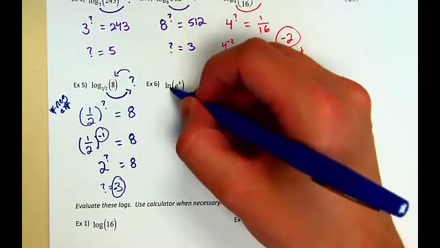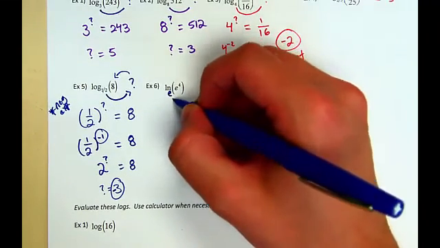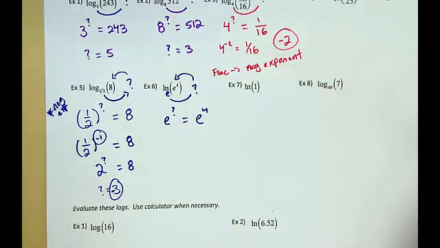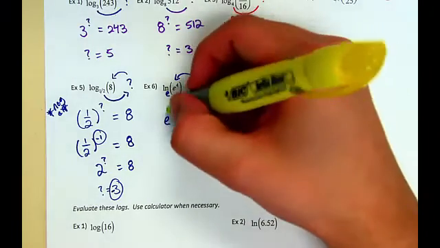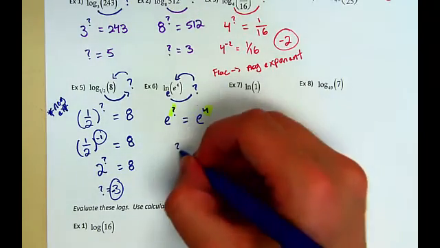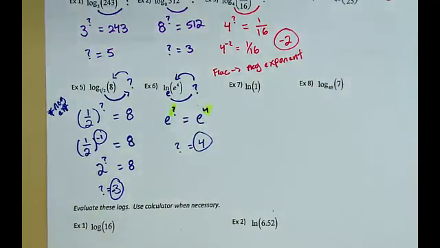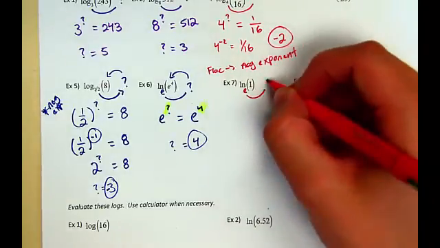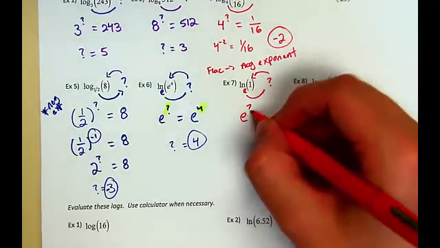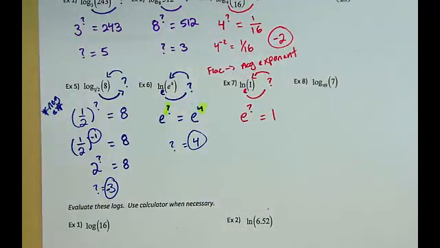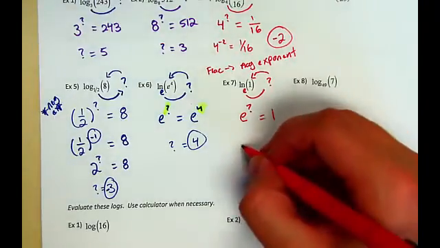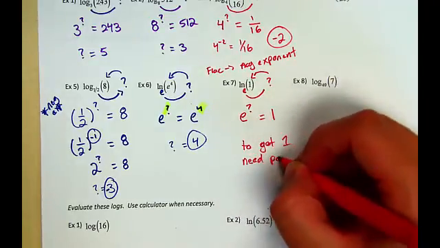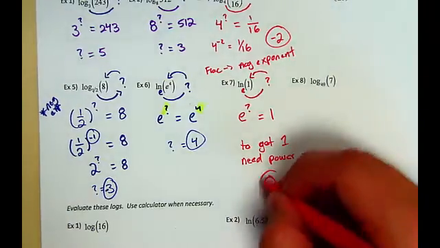Alright, now I've got, remember, natural log has that base e. So e to what power gives you e to the 4th? Well, that's that one-to-one property there. All I have to do is set the exponents equal. So the question mark equals 4. 4 is my answer. Alright, I need e to some power gives me 1. So e to what power equals 1? The only way to get 1 is the 0 power. So 0 is the answer here.